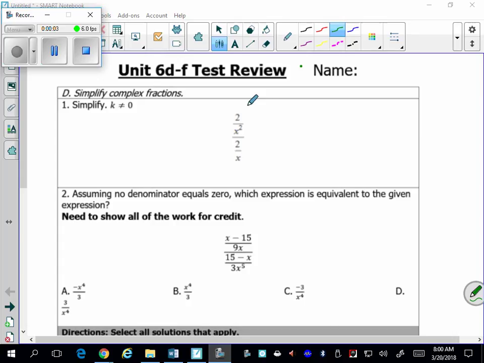Unit 6 D through F test review. So we have the first one. Complex fractions is when you have a fraction divided by another fraction.